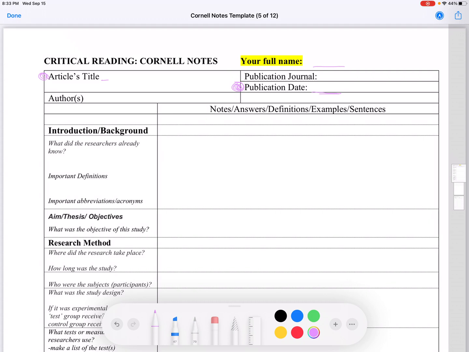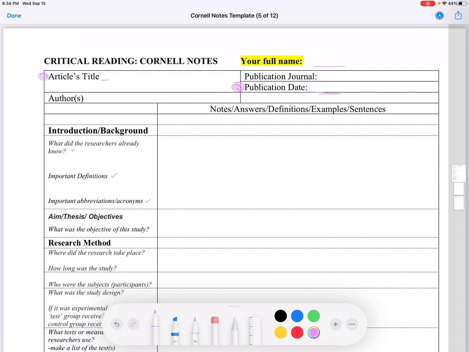Also, write down important definitions. So for your article, what are the important definitions that the researchers will use? They will write that in the introduction. You need to write that down in this space. Also write down any abbreviations or acronyms. So what are the common short forms that they used throughout the article?